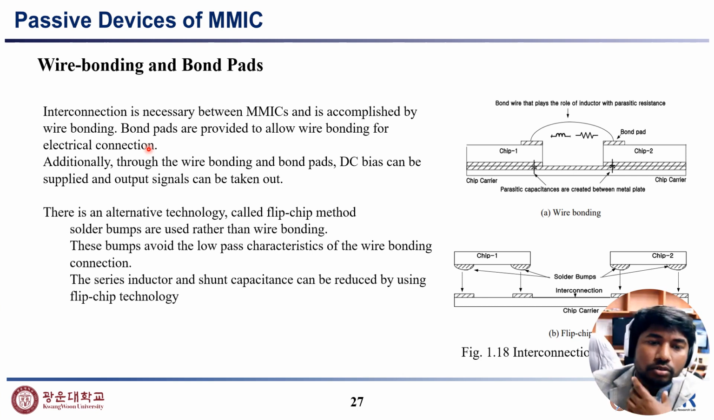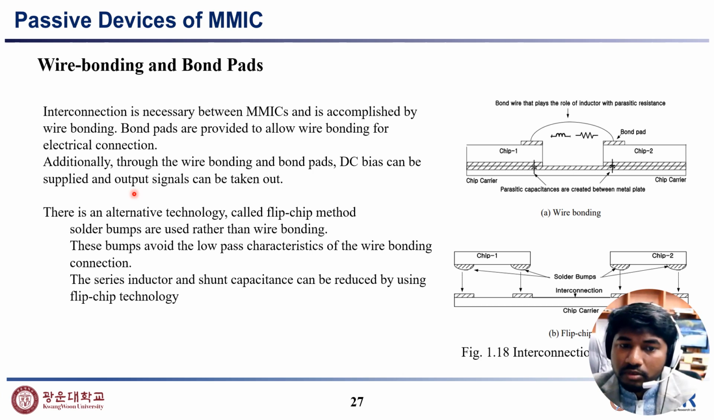There is an alternative technology that is called the flip-chip method. Solder bumps are used rather than wire bonding, and this bump avoids the low pass characteristics of the wire bonding connection. The series inductance and shunt capacitance can be reduced by using this flip-chip technology. And here you can see two types of interconnection technology: one is wire bonding and the other is flip-chip technology.